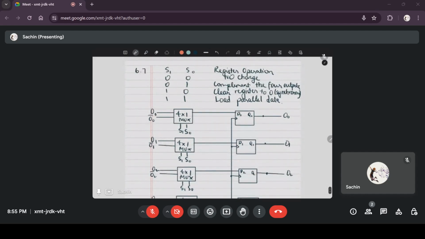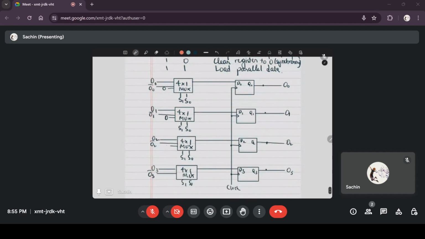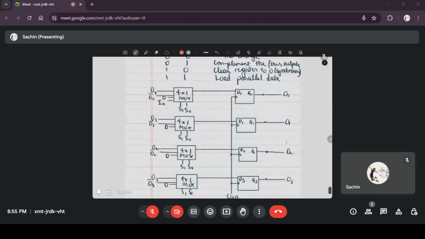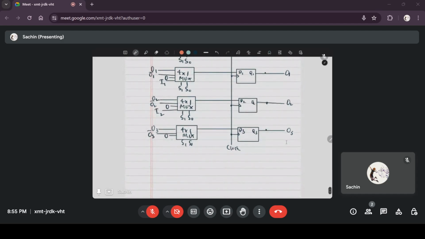When S1 S0 is 1 0, you have to clear register to 0, so you have to give 0 as the input. Then when S1 S0 is 1 1, you have to load parallel data, so you have to load I0 parallel data, I1, I2, I3.